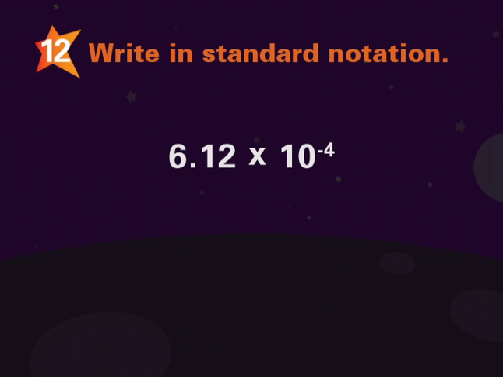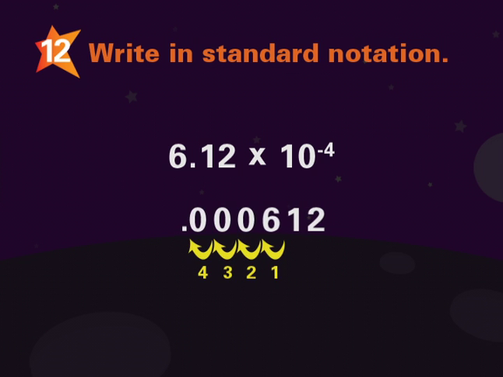In problem 12 of your lesson notes, write 6 12/100ths times 10 to the -4th power in standard notation. Find standard notation by moving the decimal point in 6 12/100ths 4 places to the left. 6 12/100ths times 10 to the -4th power is equal to 612 millionths.